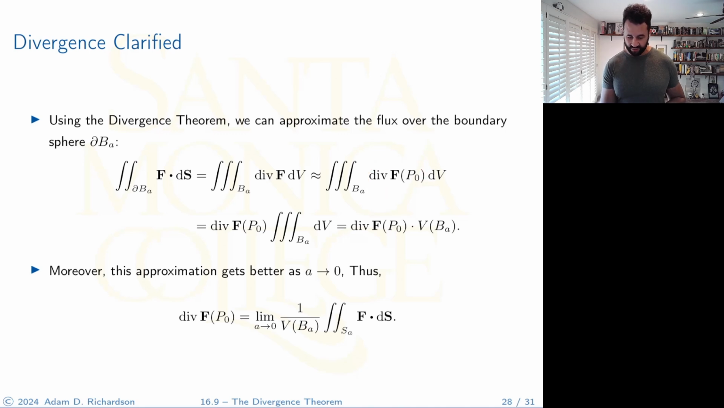So this is a constant, so we can pull it out of the triple integral, and now we just have a constant times the volume of the ball. That's what this triple integral is, the volume of the ball. So there it is, the divergence times the volume of that ball of radius A. And just like we saw with Stokes' theorem, this approximation gets better and better the smaller the radius is. So as the radius shrinks to 0, we get a better approximation. Therefore, we can say that the divergence is equal to this limit right here.